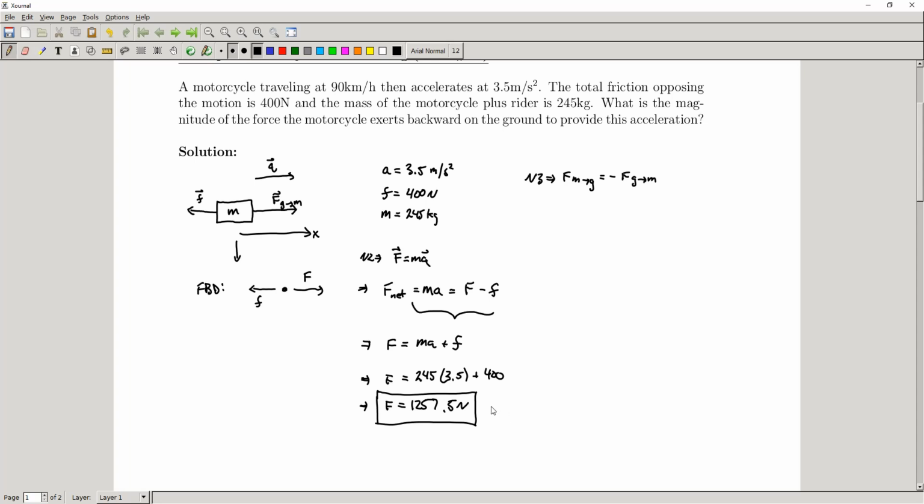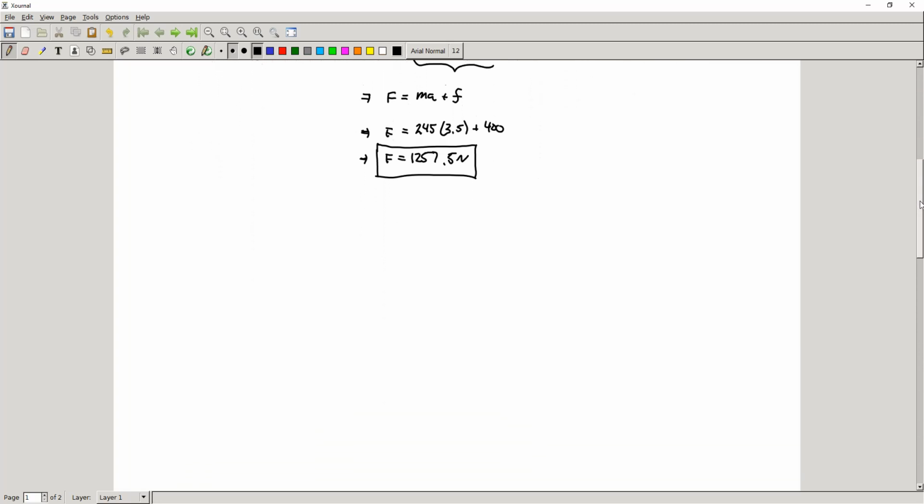Okay. And so this is just one way that we need to keep in the back of our minds the direction of the force, that the motorcycle is applying a force to the ground and the ground is applying one to the motorcycle, and they're balanced, they're equal in magnitude, but they're opposite in direction, right? And we have our magnitude right there.